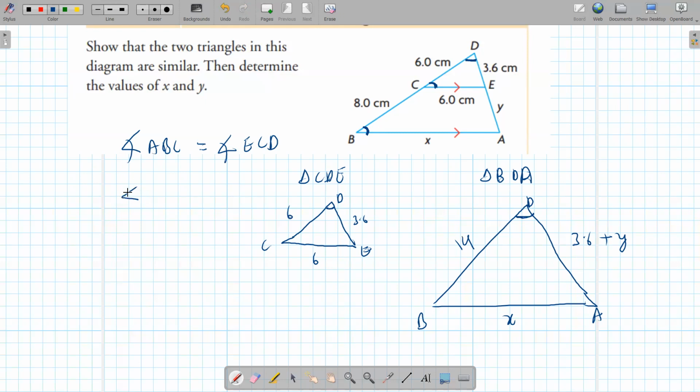From the smaller one, you can say it's CDE, and that's the same thing as angle what from the bigger one? We're trying to write this in terms of angles. BDA. Yes, BDA. And since two angles are the same, the third is automatically the same. This means that these two triangles are similar, okay? Now, if they're similar, what do we look for? How are they related?